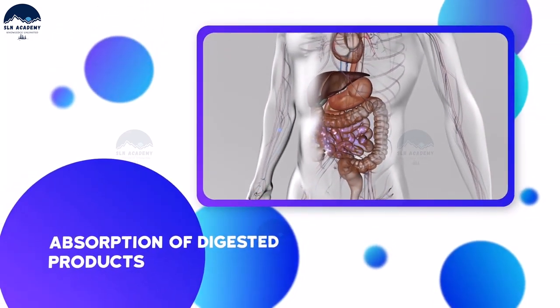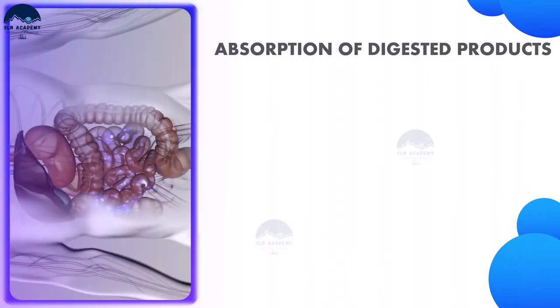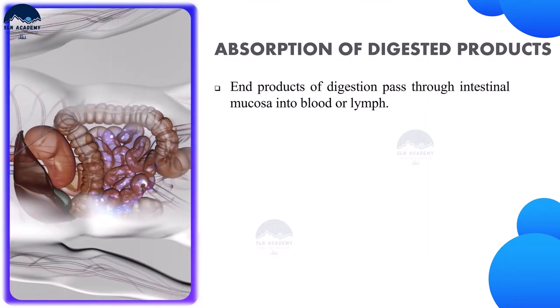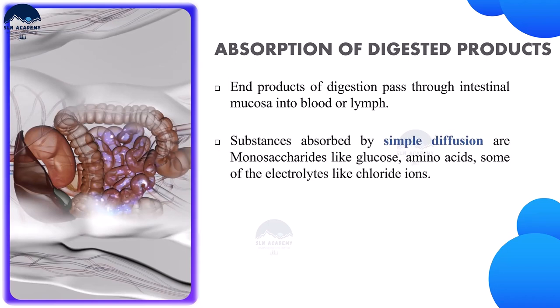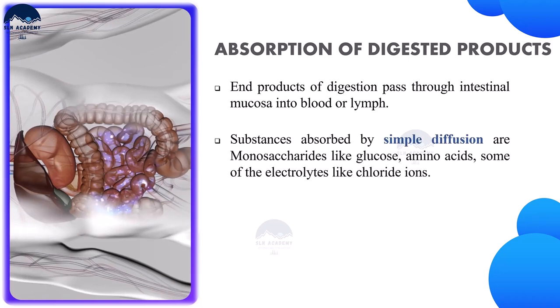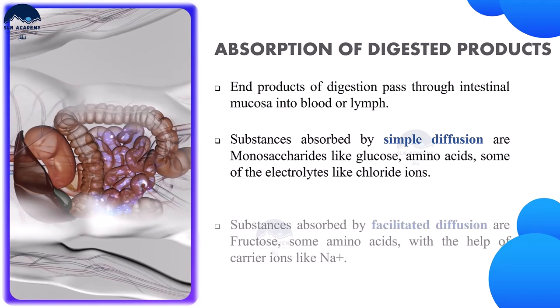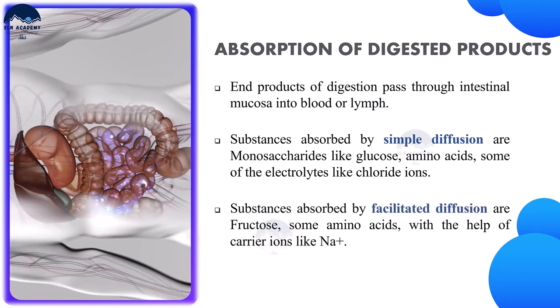Absorption of digestive products. End products of digestion pass through the intestinal mucosa into blood or lymph. Substances absorbed by simple diffusion are monosaccharides like glucose, amino acids, and some electrolytes like chloride ions. Substances absorbed by facilitated diffusion are fructose and some amino acids with the help of carrier ions like Na+.